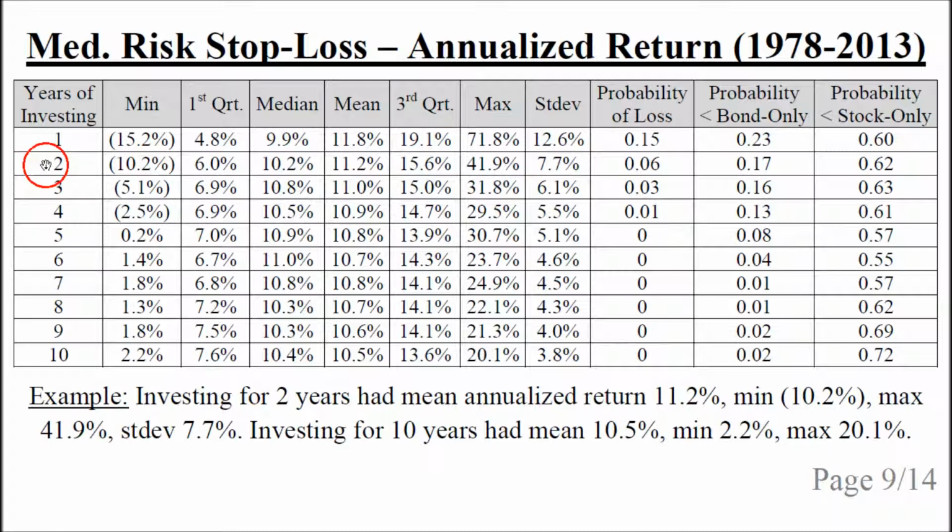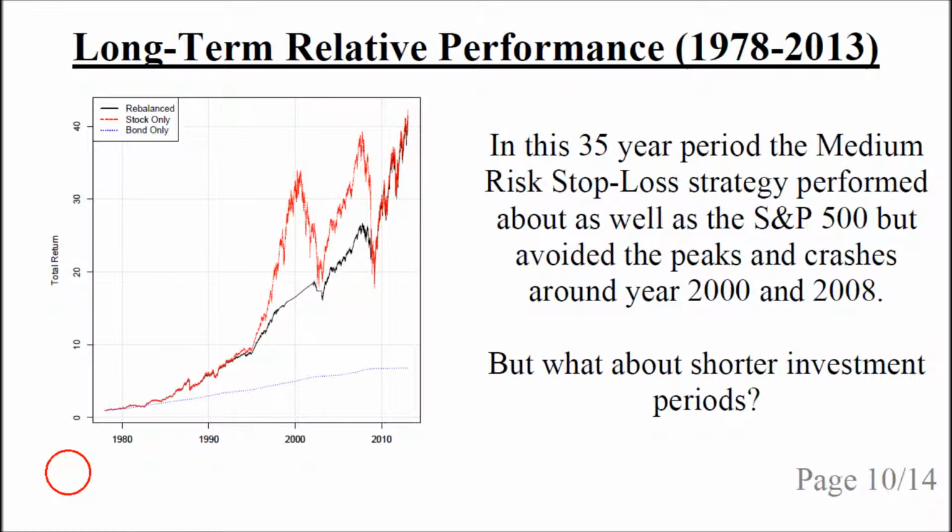So for example, if we were investing for 2 years, then the minimum annualized return was a loss of 10.2%, and the average was 11.2%, and the maximum was 41.9%. And for 10 years of investing, the average was 10.5%, and the minimum annualized return was 2.2%, and the maximum was 20.1%. So let's look at the long-term relative performance.